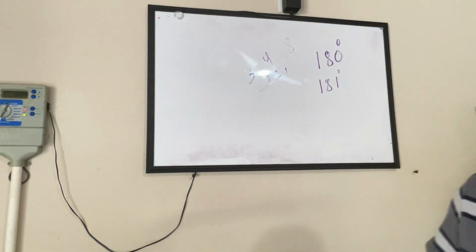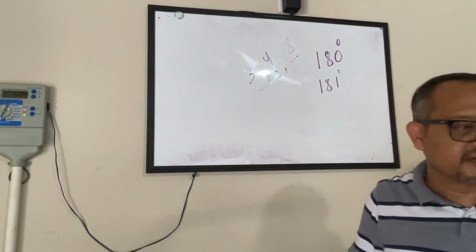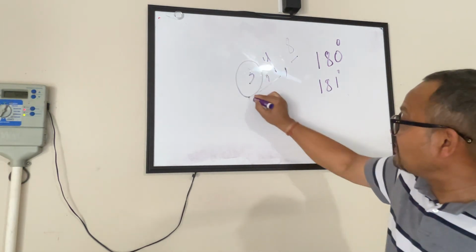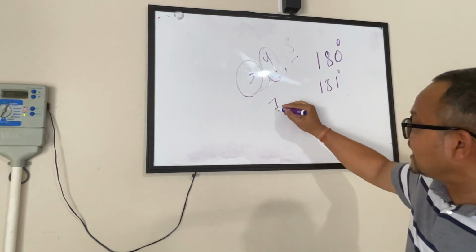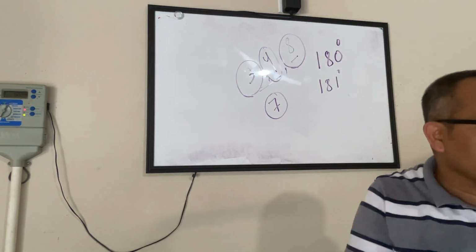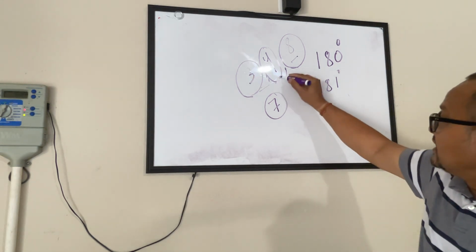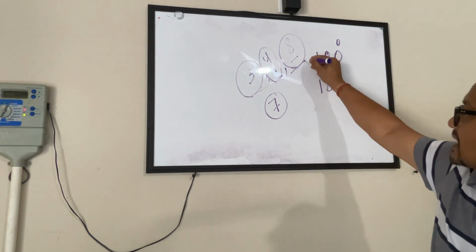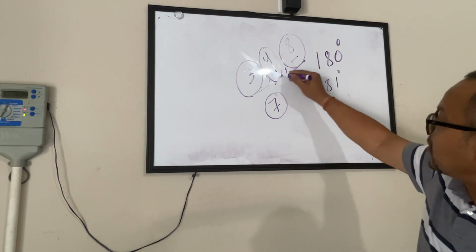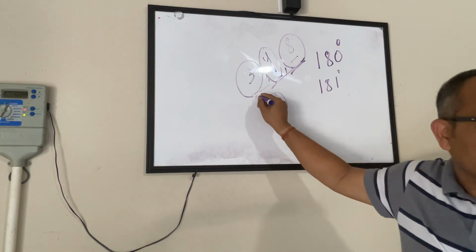So that's why I was giving you a challenge: draw a triangle with 3, 4 and 8 centimeters. See here, the sum of these two sides is equal to 7. It is less than the third side. You cannot draw it. If it was 4 and 8, it would have been 12, which is greater than 3. This is fine.